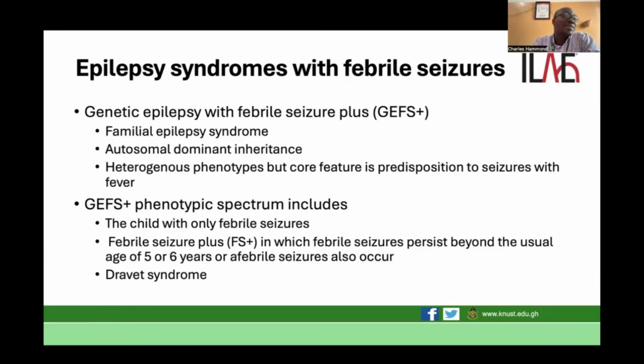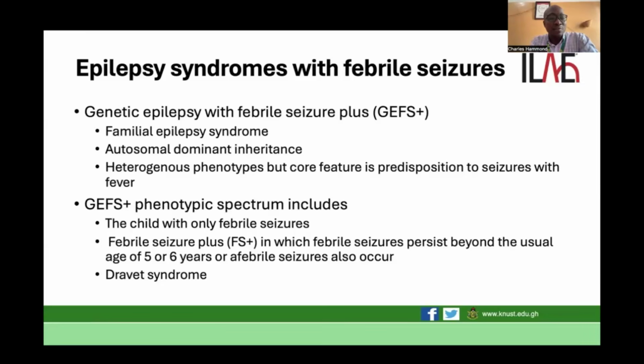We already talked about the SCN1A mutation, the 1B mutation, and then the 9A mutations, which are seen in some families. And then others may have variable phenotypes. But the core feature is that there is predisposition to seizures with fever. And these children tend to have a lot of seizures. Some may have seizures even beyond the cutoff age of 6 years. And that is why we also sometimes tend to think that it is a spectrum.